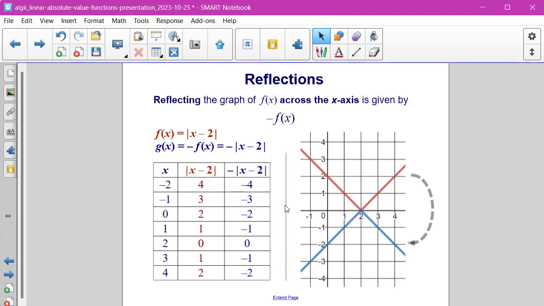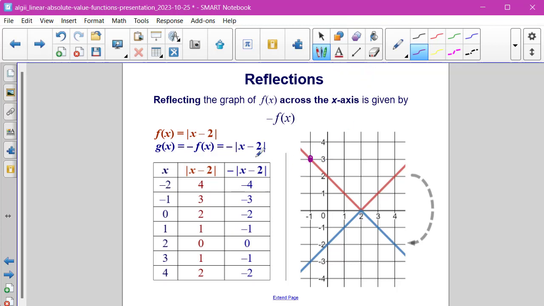So if we substitute negative 2 into our function, we would get negative 2 minus 2, which is negative 4. Its absolute value is positive 4. So right about here would be that point. If you substitute negative 1 in, negative 1 minus 2 is negative 3. Its absolute value is positive 3. So that's why we have this point right here.